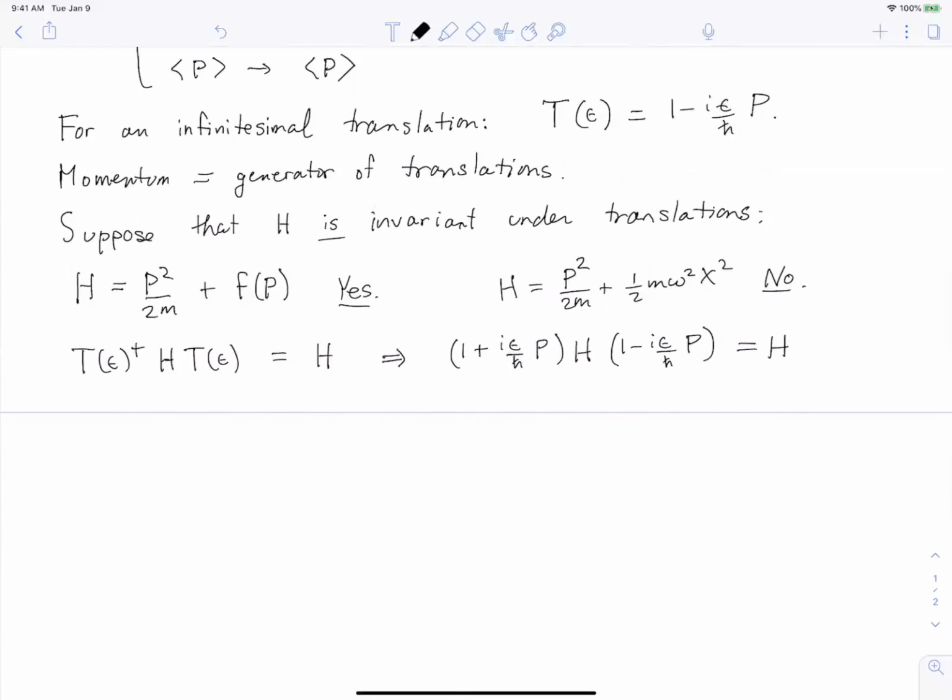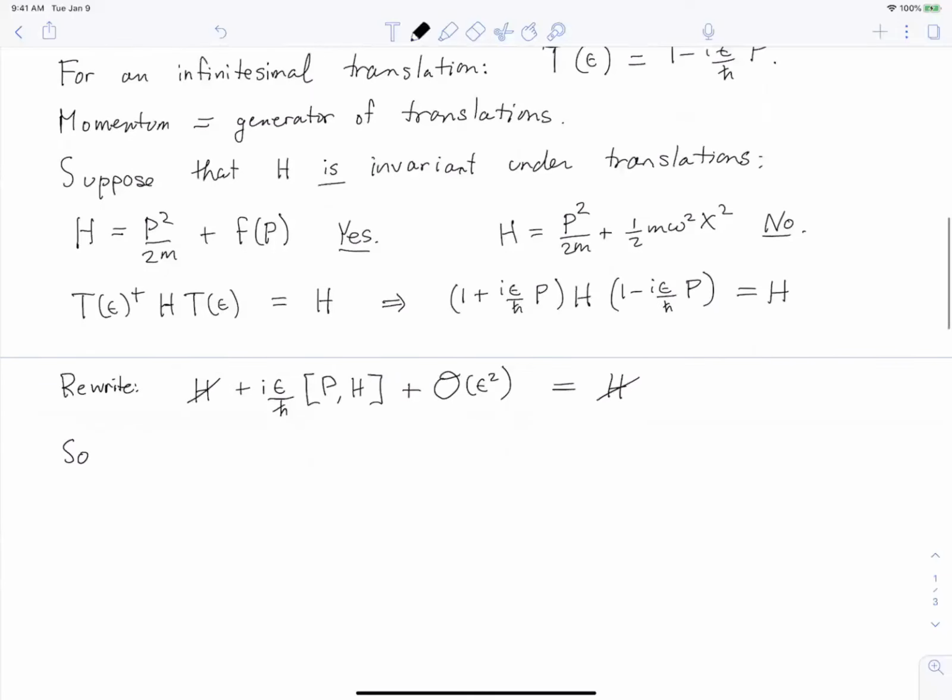Okay, and if we rewrite that, that says the Hamiltonian plus i epsilon over h bar, commutator of P with H, plus, there will be an order epsilon squared term, but this is infinitesimal, so we're going to neglect that. That has to equal on the right-hand side H. The H's cancel. And so if the Hamiltonian is invariant under translations, that's the same thing as saying that the momentum commutes with the Hamiltonian.